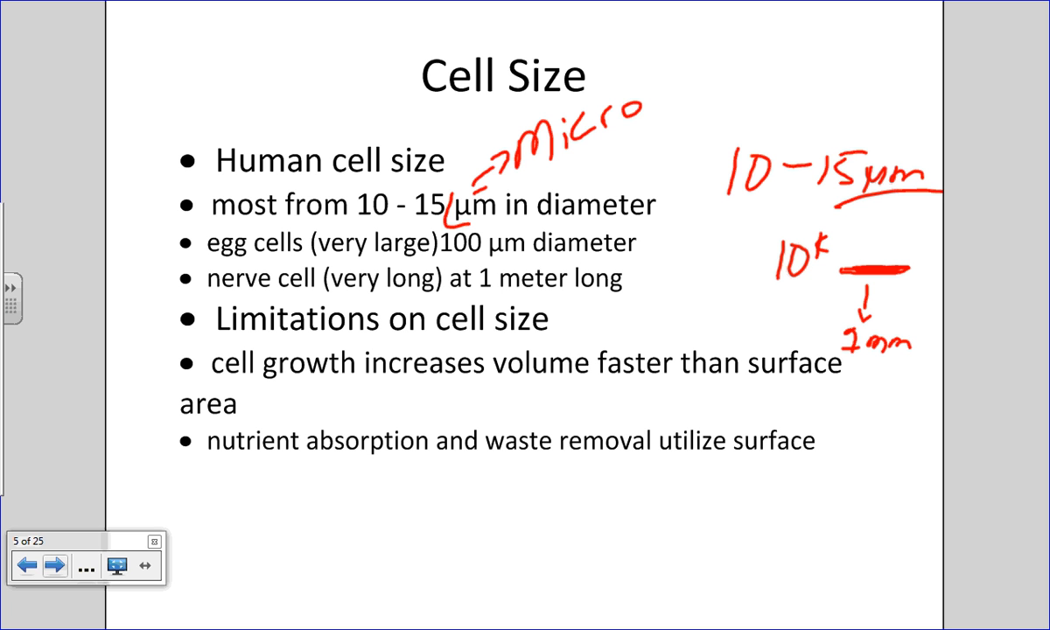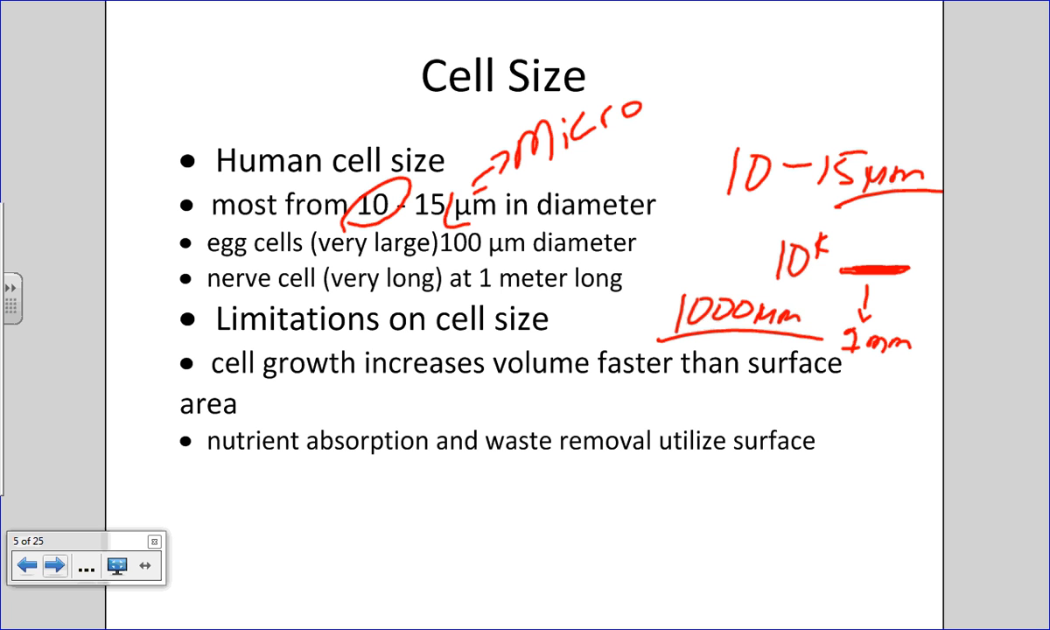Now there are 1,000 micrometers in 1 millimeter. Okay, there's 1,000 micrometers in 1 millimeter. So you can kind of get a perspective now of how small these cells actually are. Very, very small.